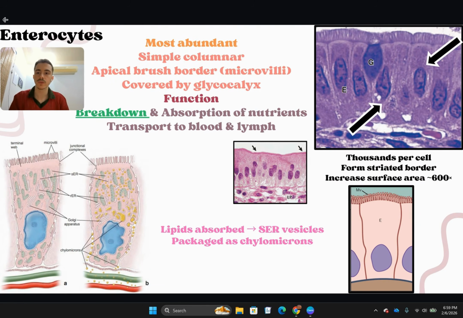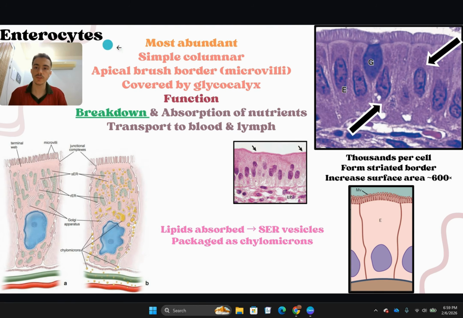Now we're going to talk about the first one, which is the enterocytes. Enterocytes are the most abundant, so keep that in your mind, you can find them everywhere. It's a simple columnar epithelium with an apical brush border of microvilli, covered by glycocalyx. The function is to break down and reabsorb the nutrients and transport them to the blood and lymph. So the most important function of the enterocyte is to break down and absorb the nutrients.